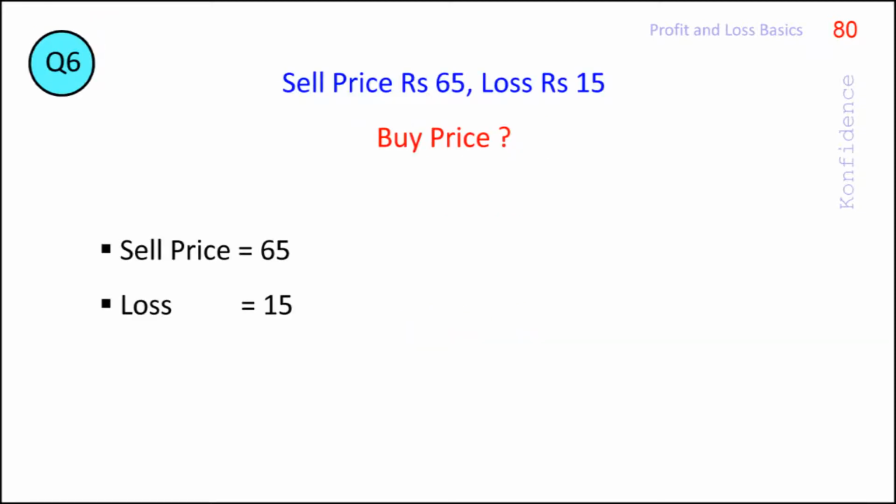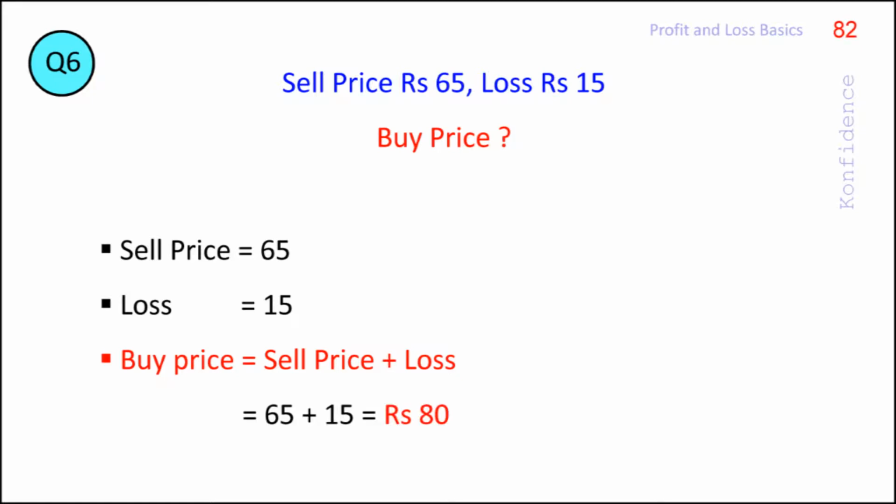Here the sell price is rupees 65 and the loss is rupees 15. For it to be a loss, the sell price has to be lower than buy price. Therefore, buy price will be equal to sell price plus loss. And here it is 65 plus 15, that is equal to rupees 80.